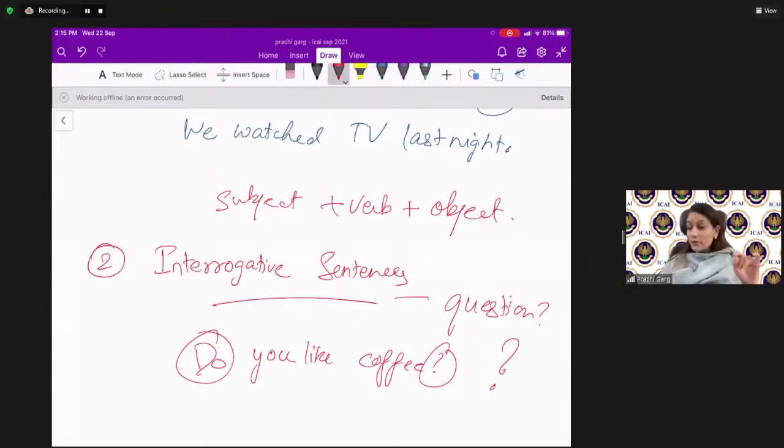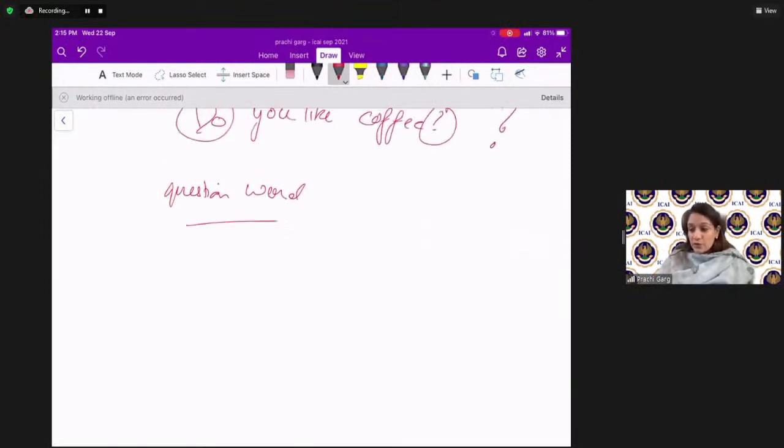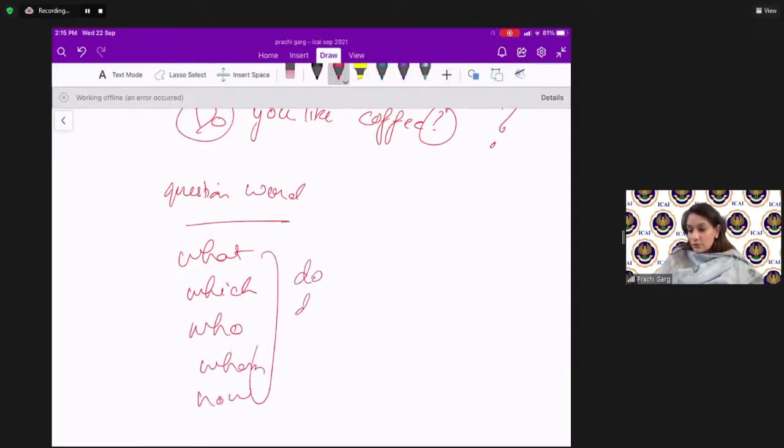Now, when we talk about the structure, the structure is, of course, the question words. Mostly we use what, which, who, whom. Then you have how. Then you have do, does in some cases, is, are. Are you coming today? So whenever you have a question, you use a question word, then an auxiliary if required, then the subject and then the verb.